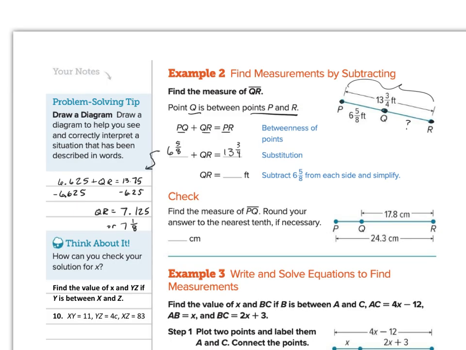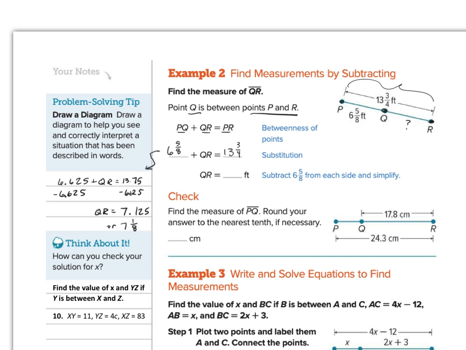All right, so I went ahead and just converted it to a fraction real quick in case that's what you needed. So this is 6.625 plus QR is equal to 13.75. Subtracting, oops, a little typo here. Subtracting 6.625 from both sides because I'm trying to get QR by itself. Turns out that QR is going to be equal to 7.125 or 7 1/8 because that's what they did here.